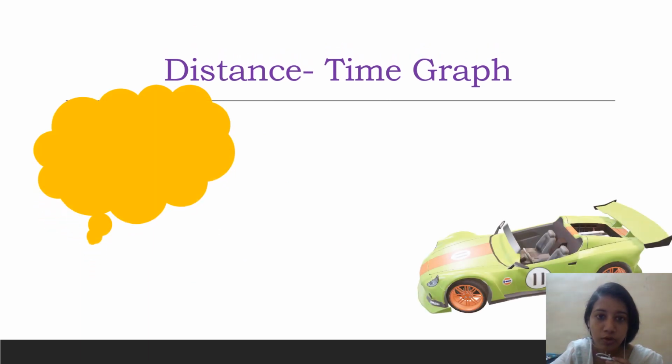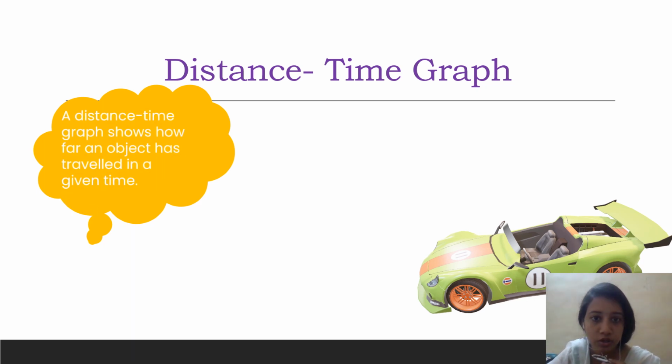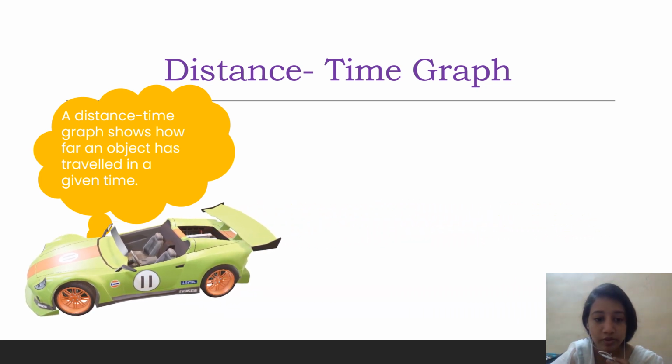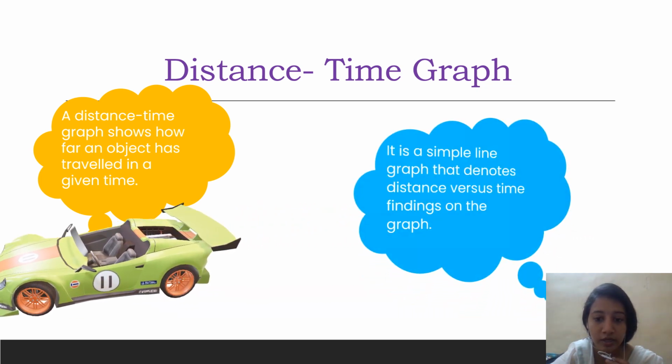So what is the need for drawing a distance time graph? A distance time graph shows how far an object has traveled in a given time. So it can denote how much time it took for an object to cover a certain distance. In simple ways we can say that it is a line graph that denotes distance versus time.